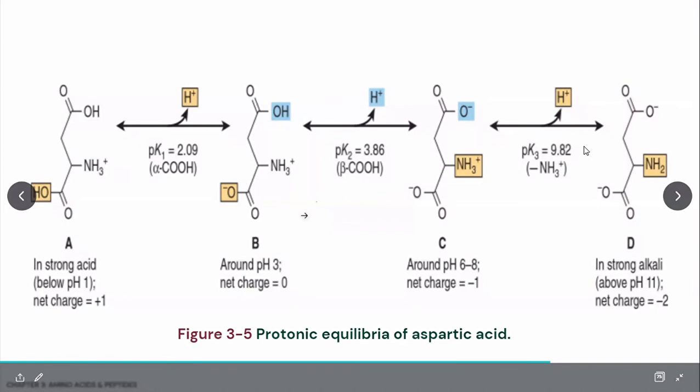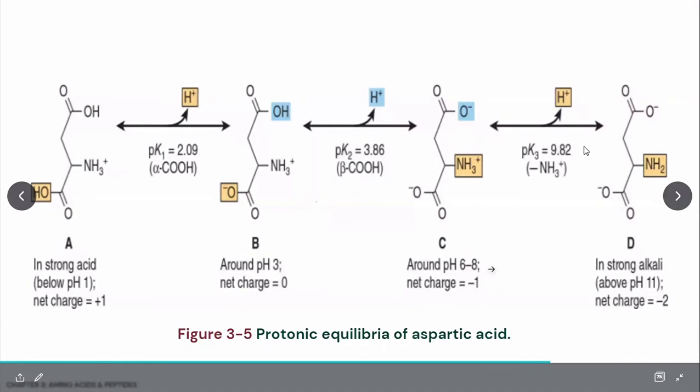If you put the pH a little bit higher from pH 3, the carboxyl group here loses its proton and becomes negatively charged. And this one here is still negatively charged. But the amino group is still positive. So 2 negatives and 1 positive becomes a net charge of negative 1.